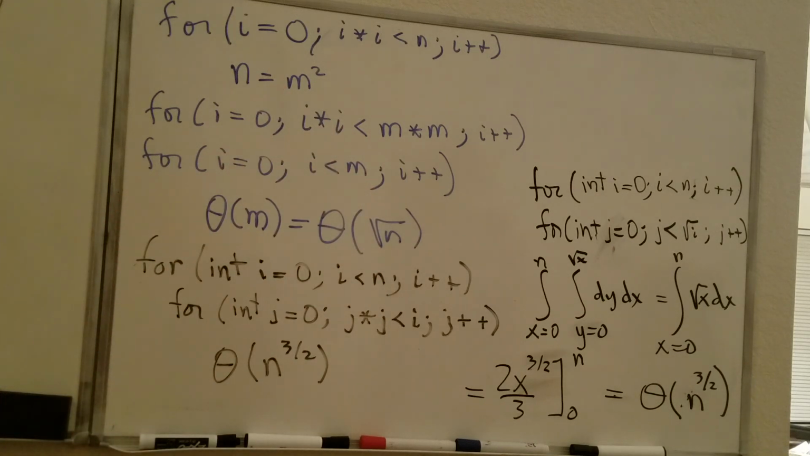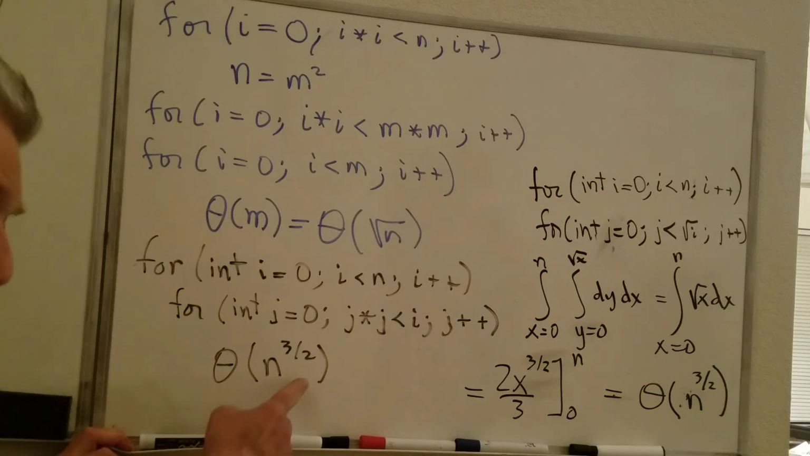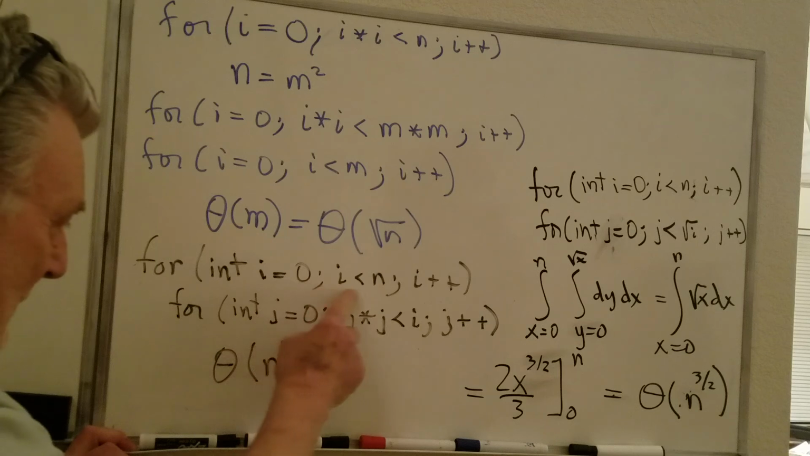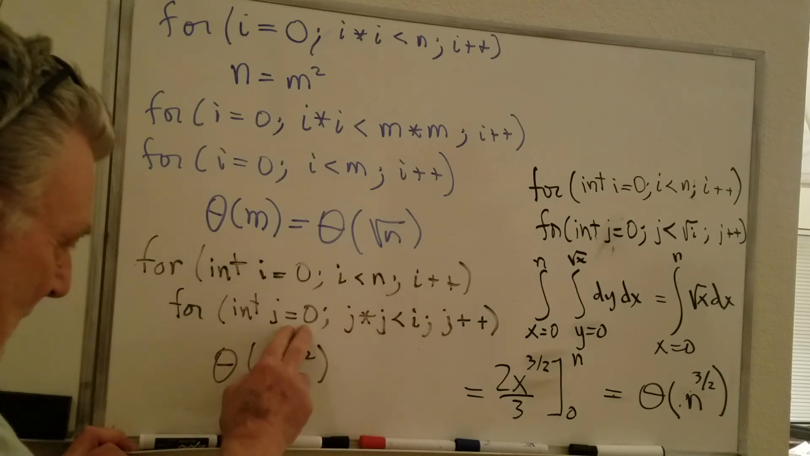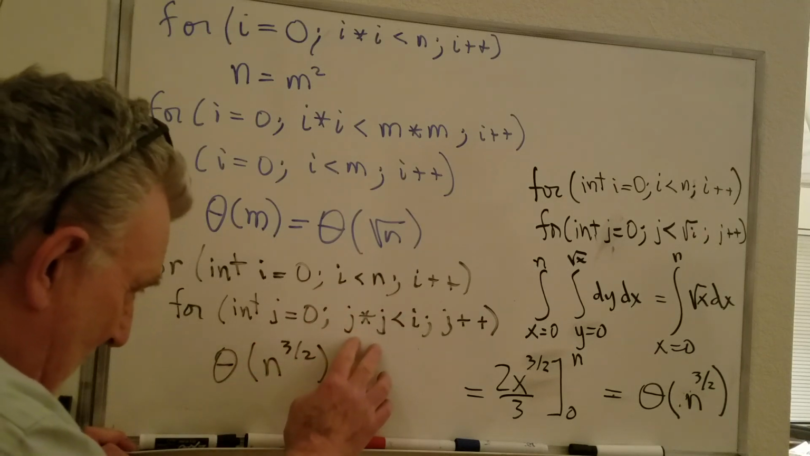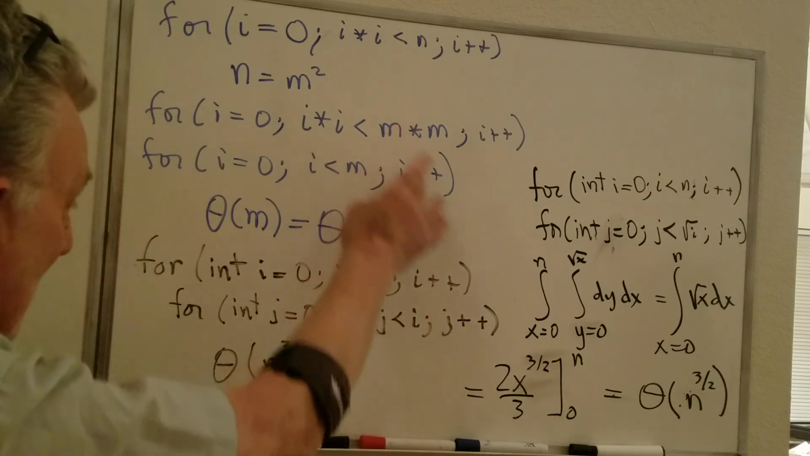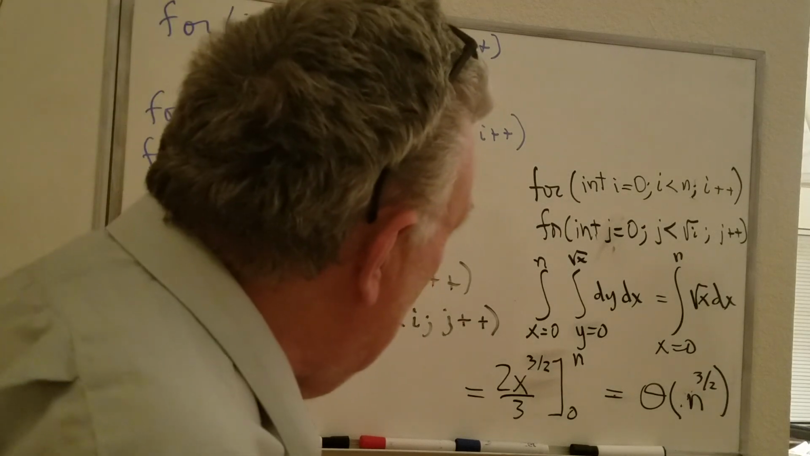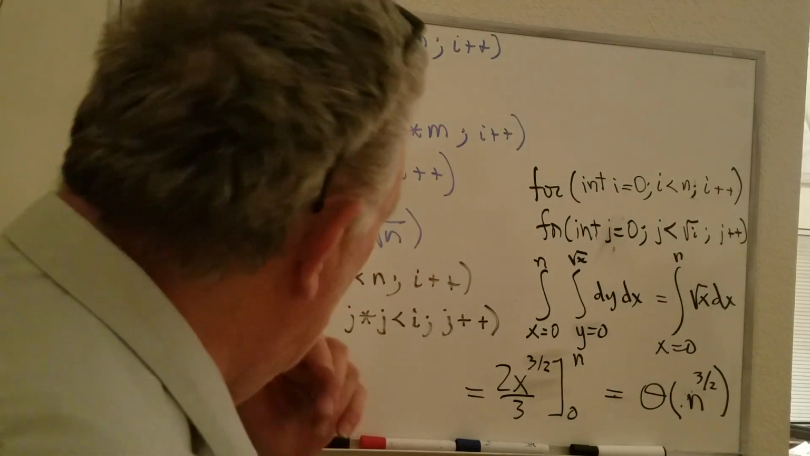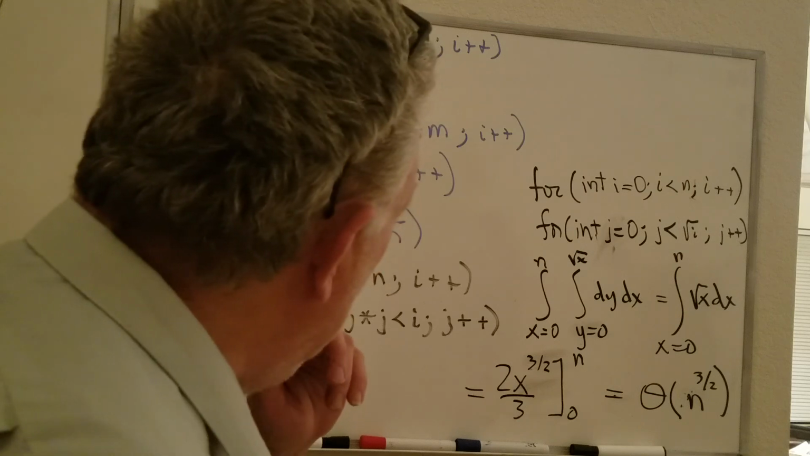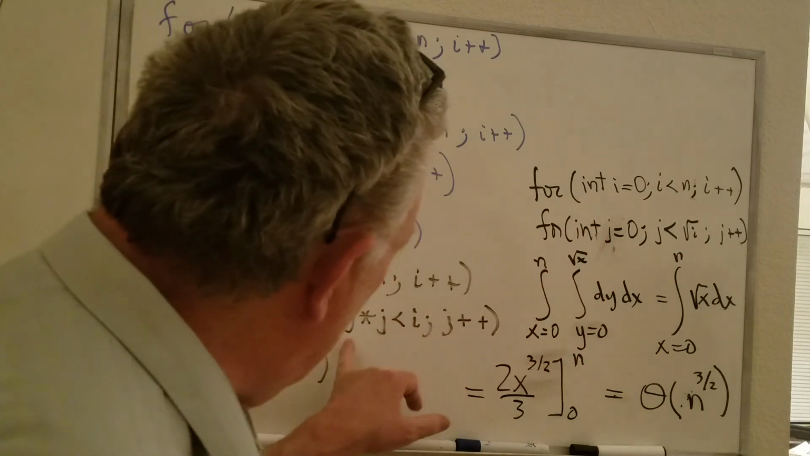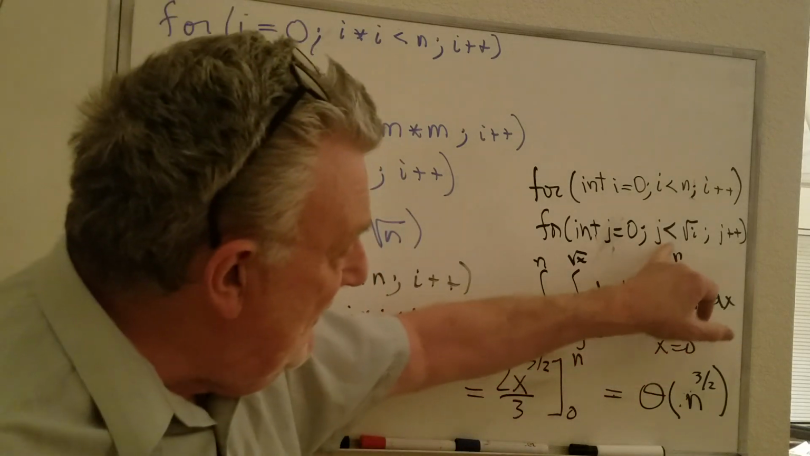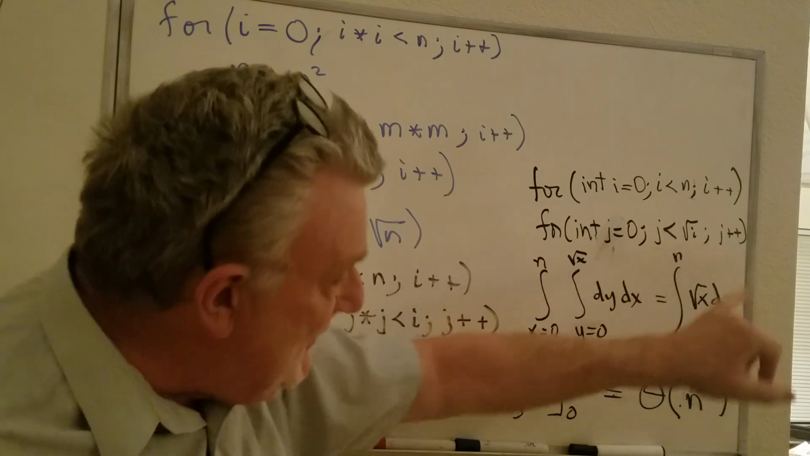Finally, one that's really much harder. The answer is n to the 3 halves. We'll start with i from 0 up to n, and then j, we'll start with 0, and then we'll go to j squared less than i, which is similar to this one here. All right, now, we're going to make a substitution, actually. We're going to just change the description. Instead of saying j squared is less than i, we're going to say j is less than the square root of i, which is the same condition.